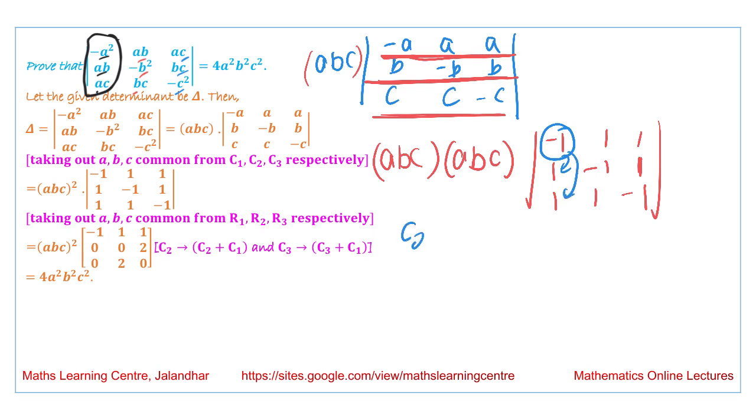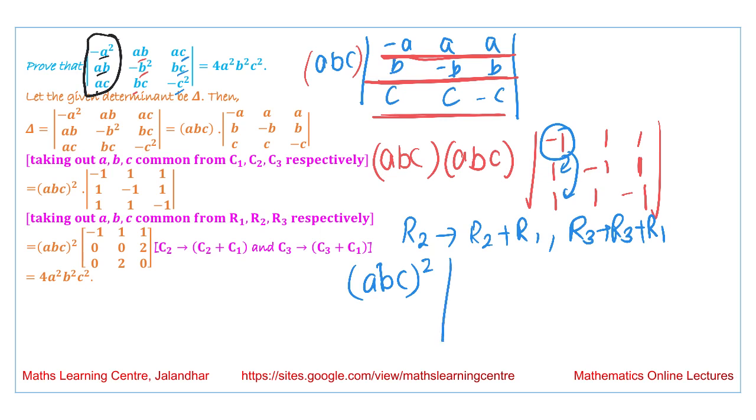That is, we are performing the operation row 2 approaches row 2 plus row 1 and row 3 approaches row 3 plus row 1. So this becomes a b c whole square. Determinant of row 1 is as it is minus 1, 1 and 1. We have added these values, these two will become 0, this value will be 0, this is 2, this is 2 and this is 0.